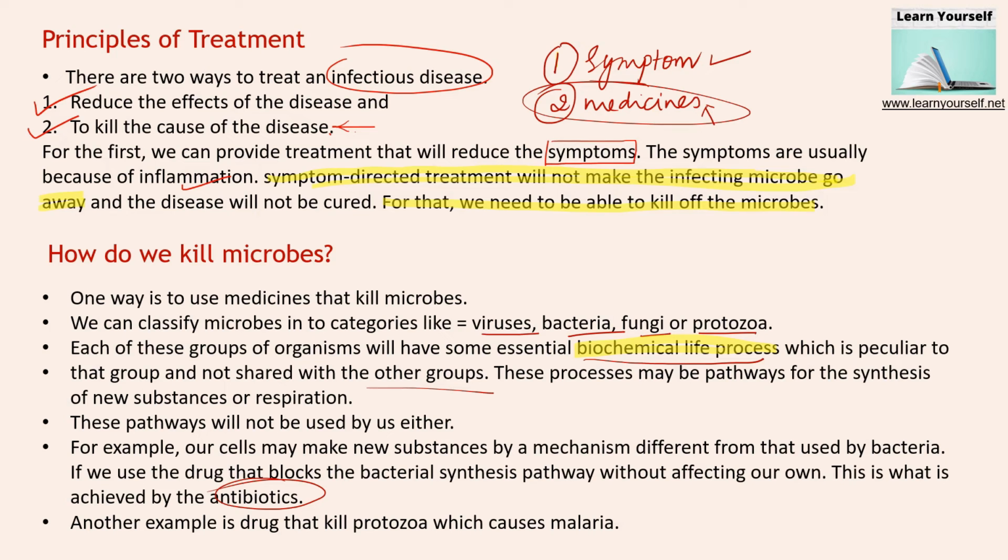Another example is a drug that kills protozoa which cause malaria. So all these antibiotic drugs, or the drugs which control or kill microbes, work on the same principle: they target the biochemical pathway so that the microbes are no longer able to multiply or survive in our body. In turn, their count will become lower and our immune system will be able to handle that infection.